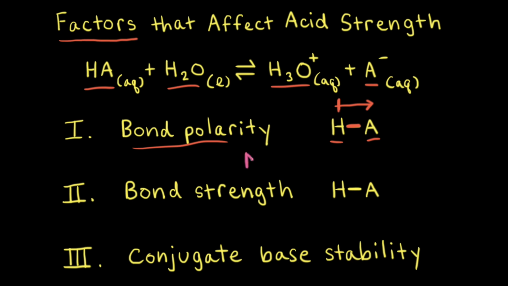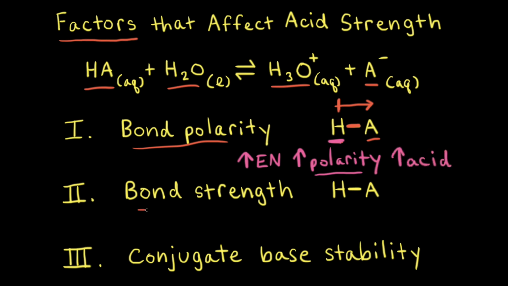As the electronegativity of A increases, there's an increase in the polarity of the bond. As the bond polarity increases, more electron density is drawn away from the H, which makes it easier for HA to donate a proton. Therefore, in general, an increase in the polarity of the HA bond means an increase in the strength of the acid.